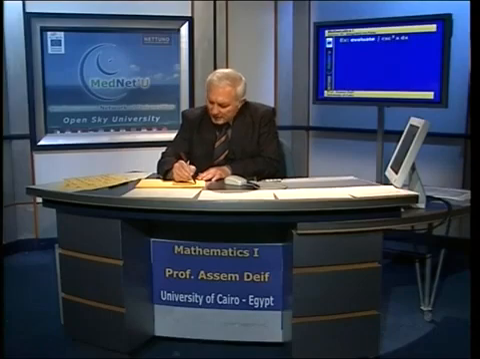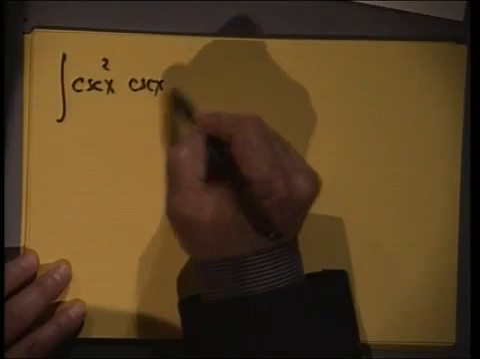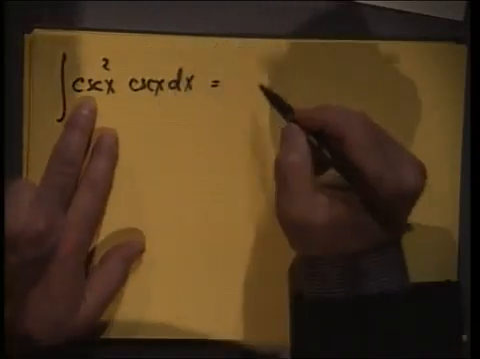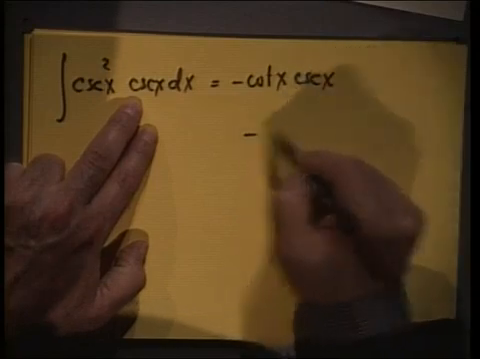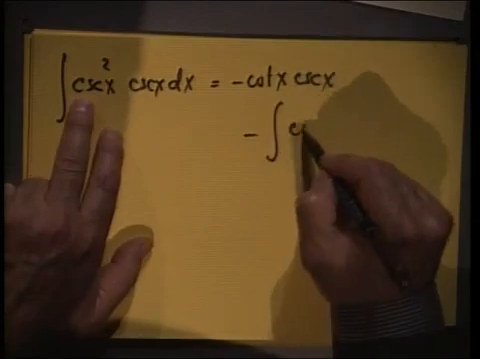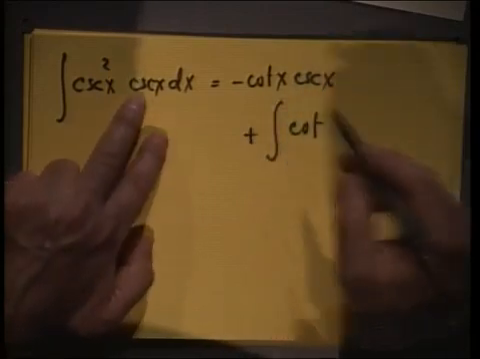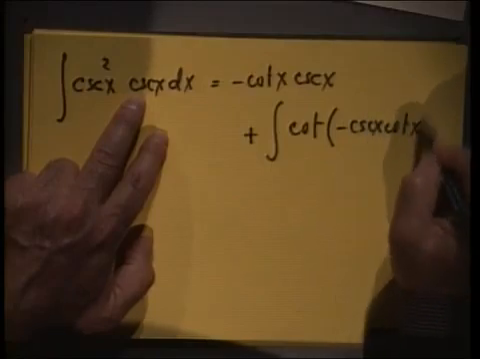You have here cosec square x times cosec x dx. You integrate one, you integrate this one, you get minus cotangent, times the second one without change, minus the integral of the first one, of this one again, which you get minus cotangent. So we invert this sign, times the derivative of the cosec, which is minus cosec x times cotangent x dx.